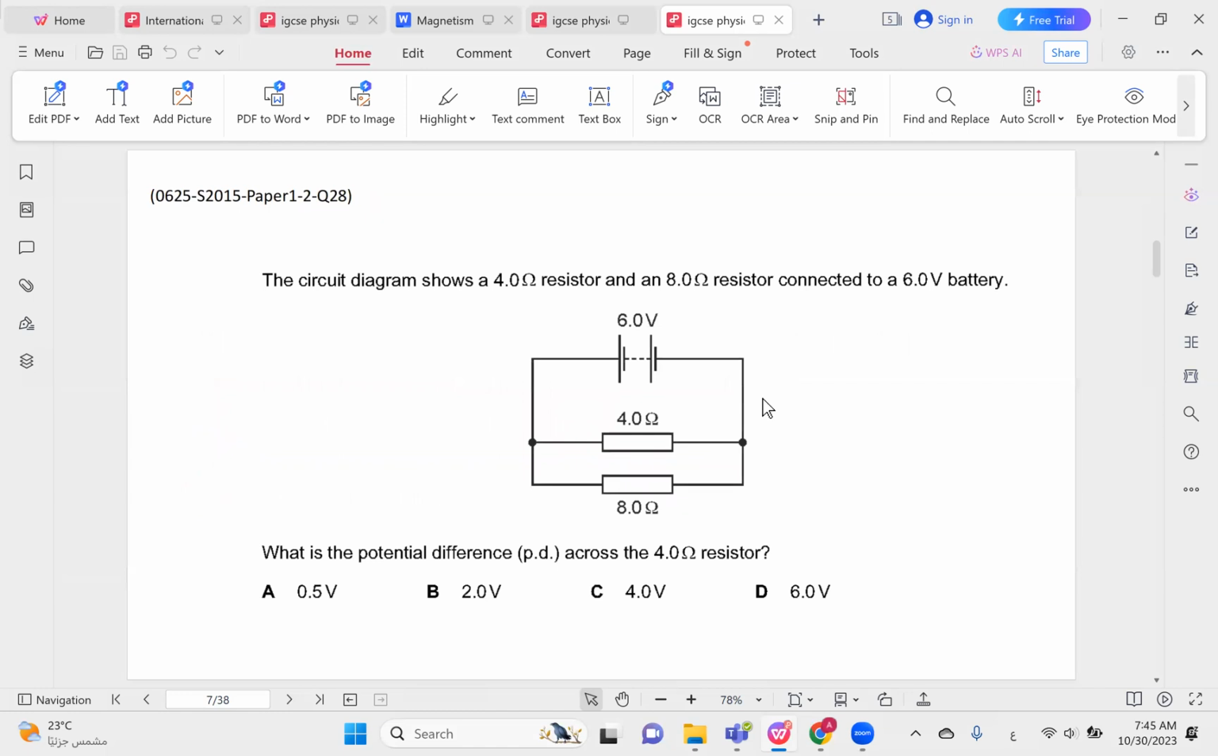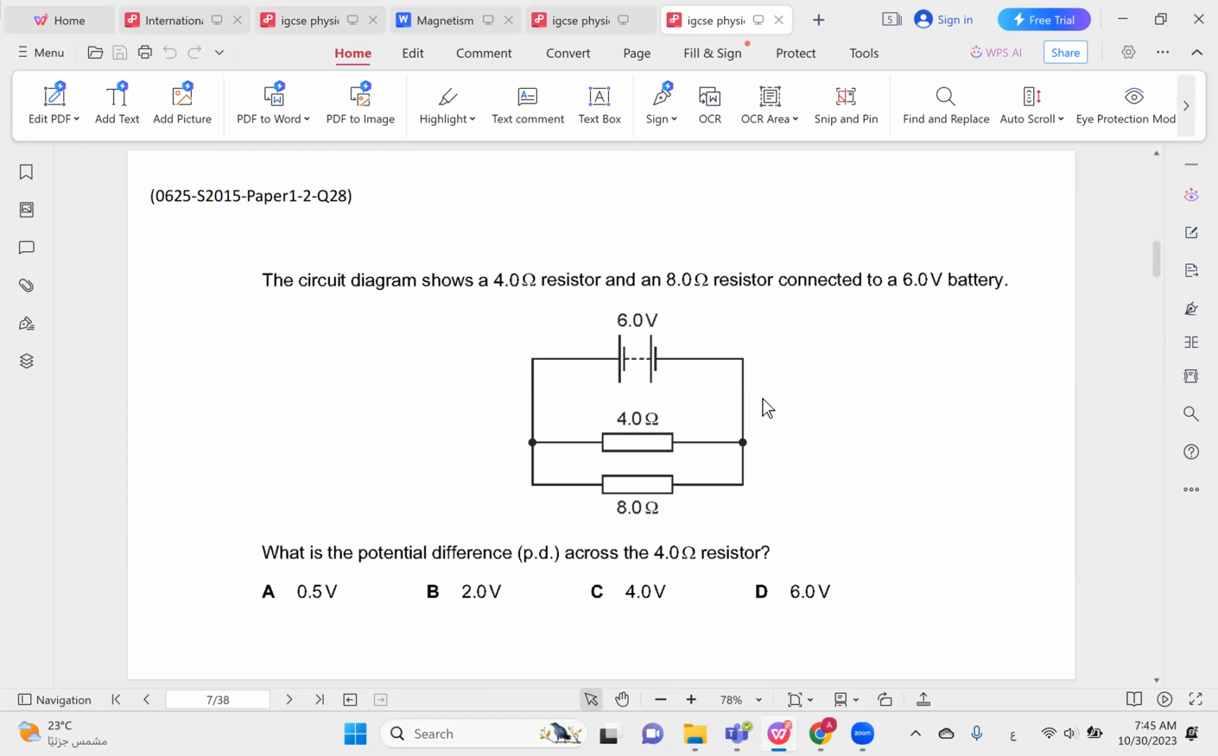The circuit diagram shows a 4 ohm resistor and an 8 ohm resistor connected to a 6 volt battery. What is the potential difference across the 4 ohm resistor? You might be tempted to do a lot of mathematics here, maybe get the current, or if you've studied equivalent resistance, maybe try to get the equivalent resistor or whatever.